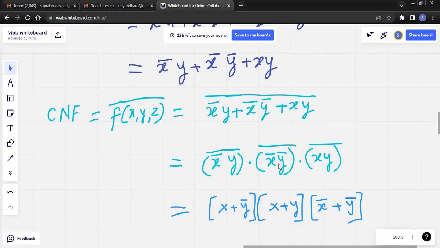Again here inside, the complement of the product is the sum of the complements. Both were already complements, so their complements will be the numbers themselves. And again in the same way, (xy) whole bar will be x bar plus y bar. So this is known as CNF. This is conjunctive normal form.